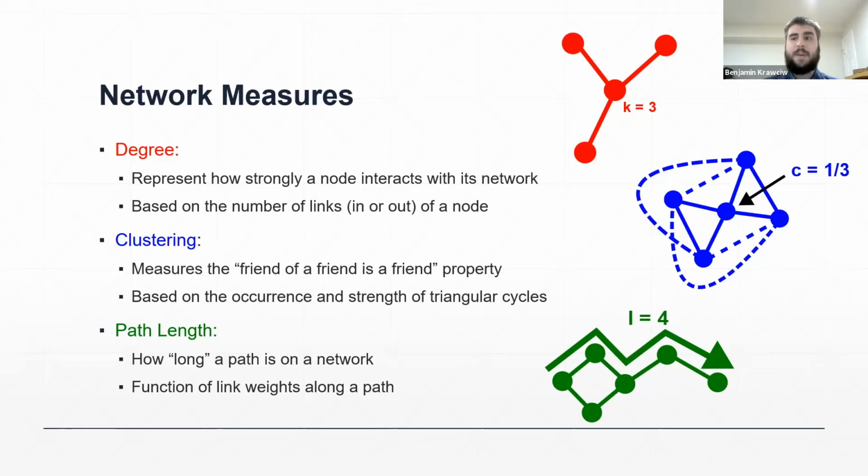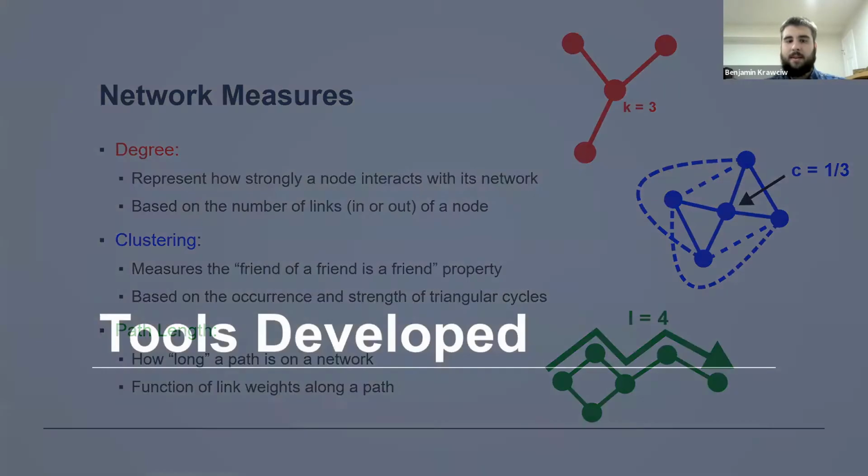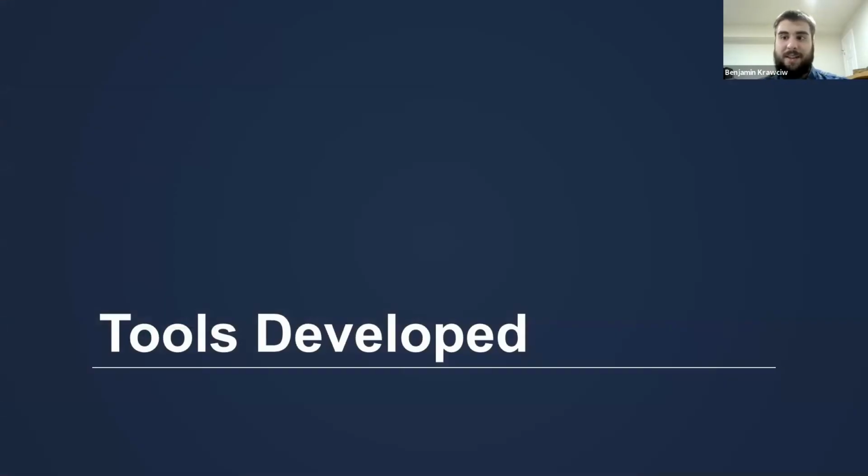The clustering coefficient measures the friend of a friend is my friend property. It's based on the occurrence and strength of triangular cycles. In its simplest form, the best way to think about it is, let's say you have a node here connected to 2 others. The clustering coefficient will measure the probability that these 2 nodes are themselves connected by a transitive edge. Lastly, there's path length. Path length is based on the notion of travel over a network. And in its simplest form, you just take 2 nodes and count the number of edges between them in a path. Now I'll talk about some of the tools that I've developed.